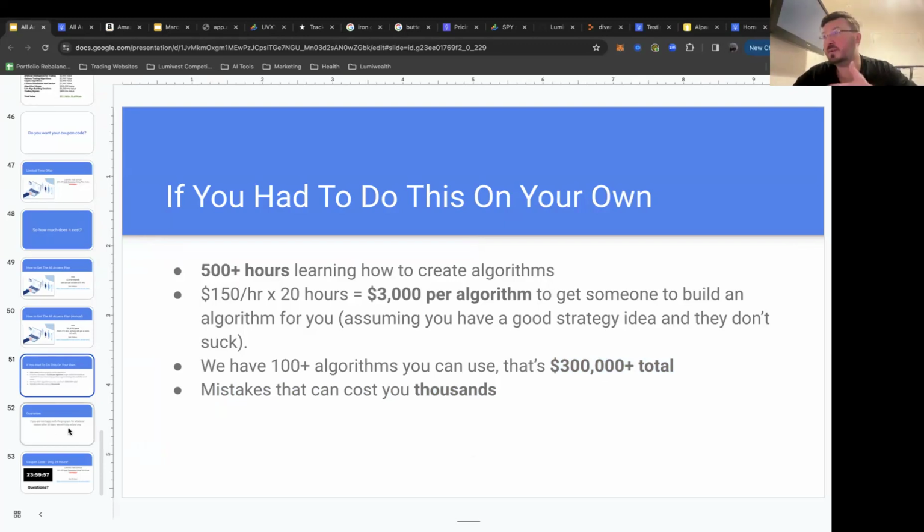800 bucks a month minus the 20%, is that worth you getting these algorithms that could potentially make you 130, 140, 150% a year? I'd say that's a pretty damn good deal.